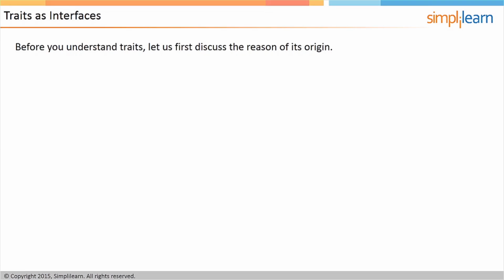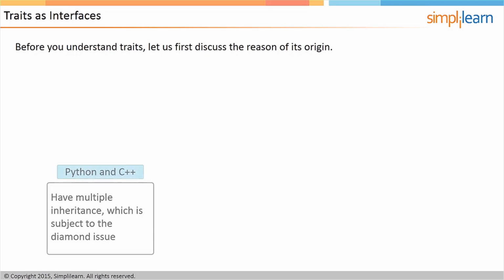Before you understand traits, let's first discuss the reason of its origin. In languages like Python and C++, you don't require interface as they have multiple inheritance, which is subject to the diamond issue. What will happen if you define a class inheriting two methods with the same type signature from two different classes? An interface is basically a set of properties and methods that an implementing class needs to have.